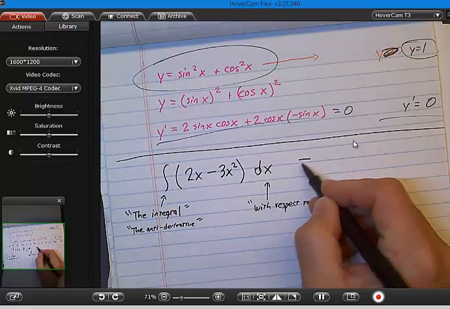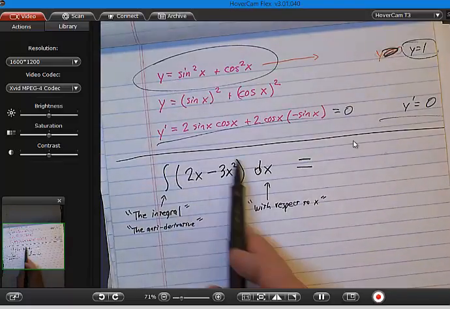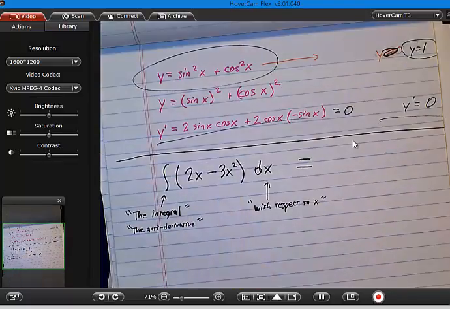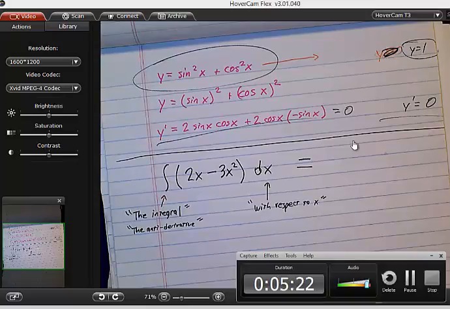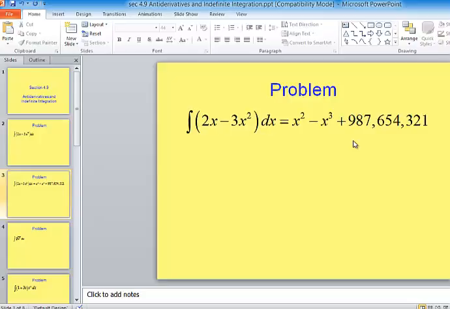And so what I'd like you guys to do is I'm going to pause and see if you can come up with the function whose derivative is this function. And you can work together on this for maybe 45 seconds. Ready? Go. Let me give you the answer to this problem right here. Check and see. Did you guys get it?